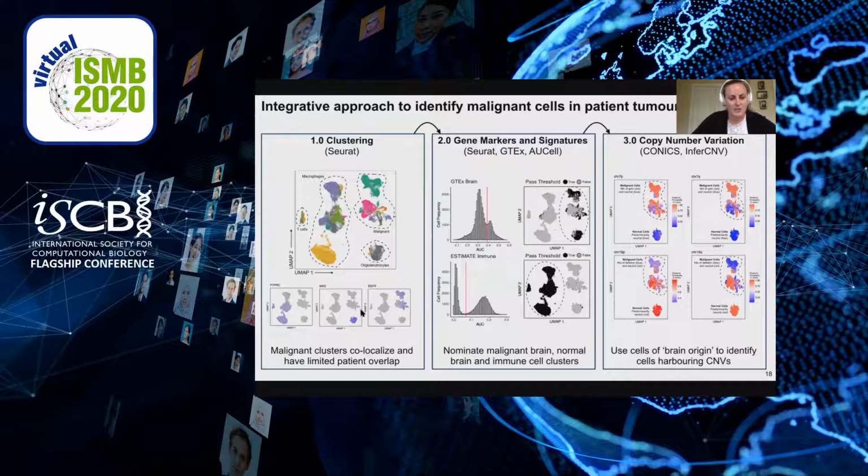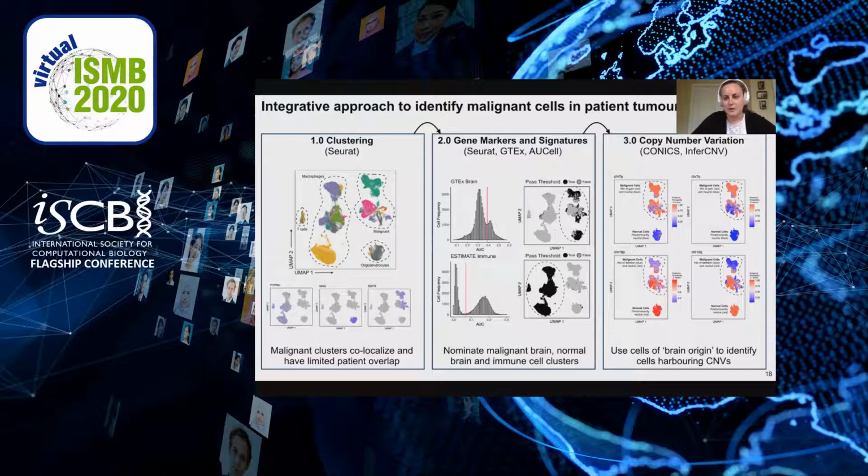In combination with the clustering, we also use a panel of marker gene expression to help us figure out which cells are immune cells and which cells are tumor cells. Then we use gene signature scoring to basically nominate which cells are of brain origin and which cells are of immune origin. Then using this information, we gate out all the brain-like or possible brain-like cells.